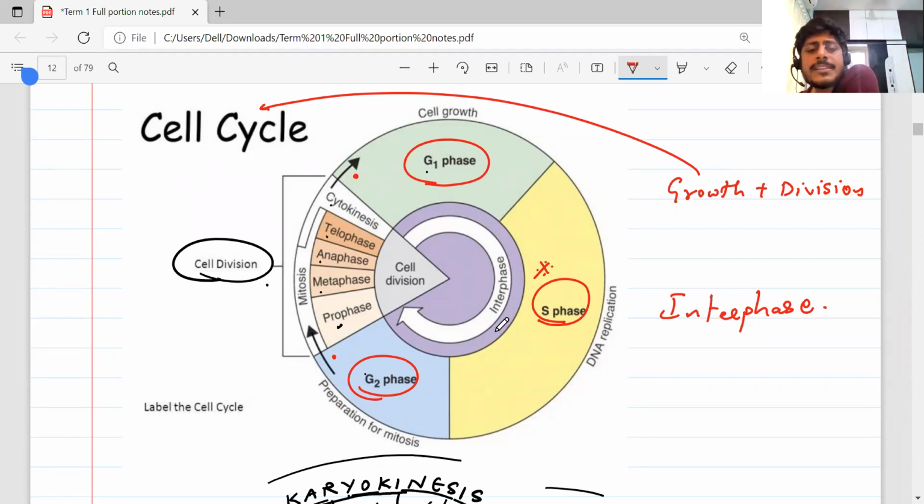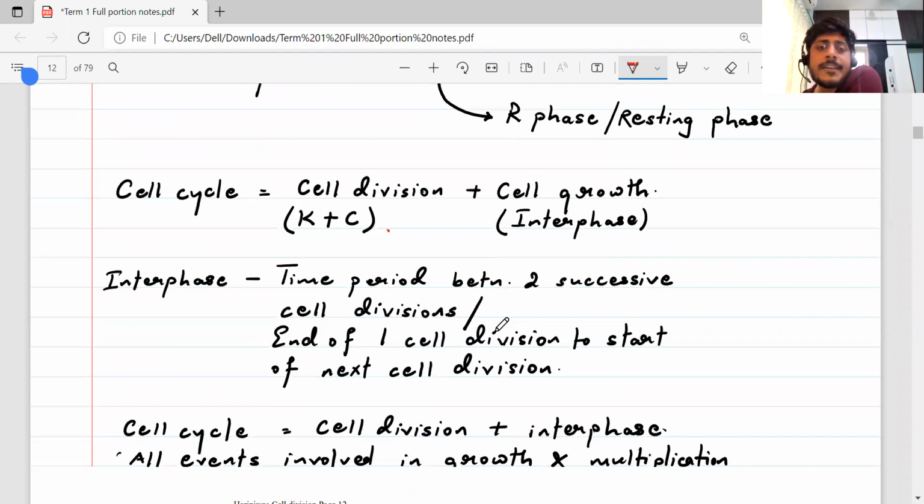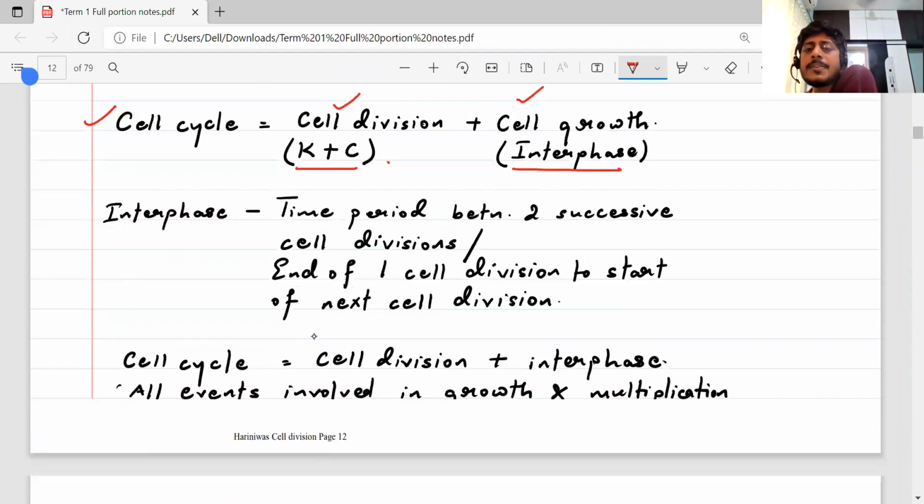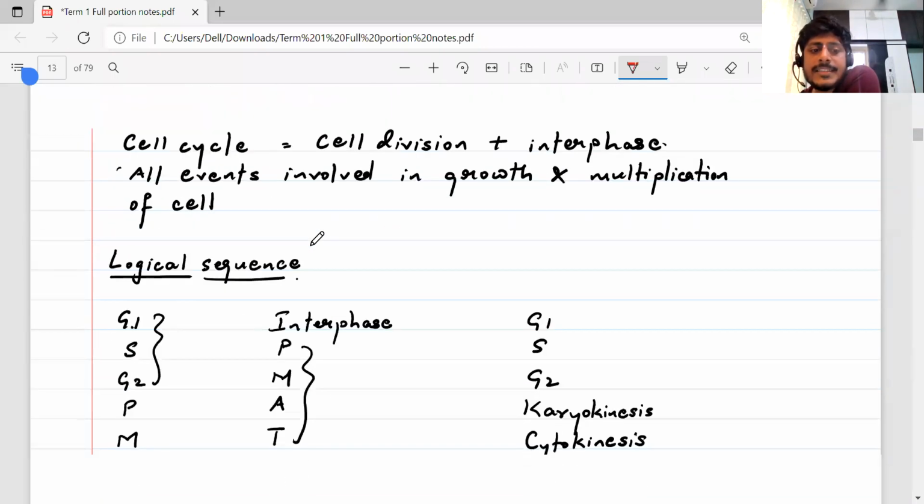Then we did our logical sequences. Cell cycle. Here I'd put cell cycle is basically the cell division plus the cell growth. K plus C is karyokinesis and cytokinesis, and cell growth is interphase. Interphase, you can see, is the time period between two successive cell divisions, or end of one cell division to start of next cell division. So that's what we had seen.